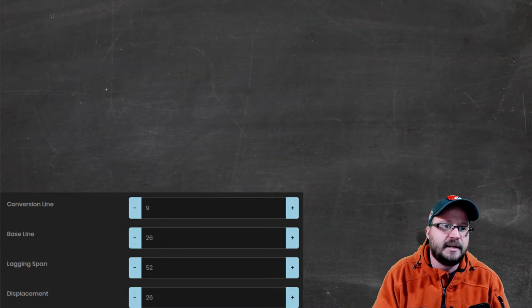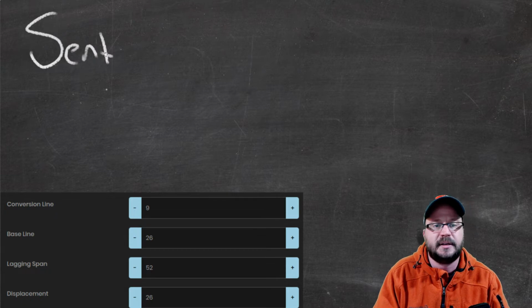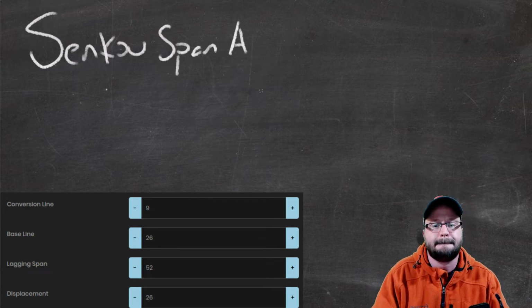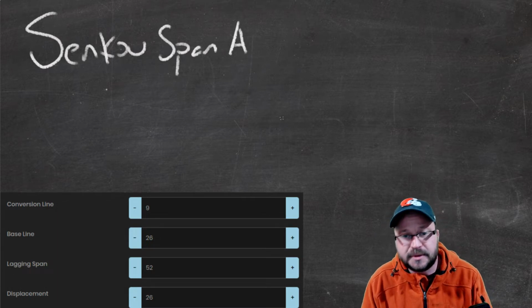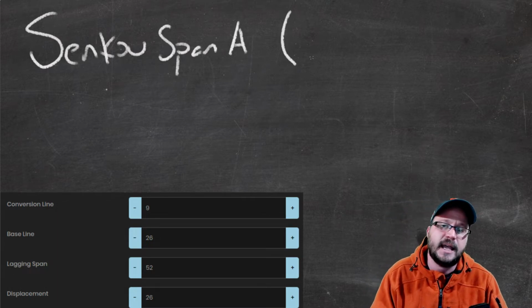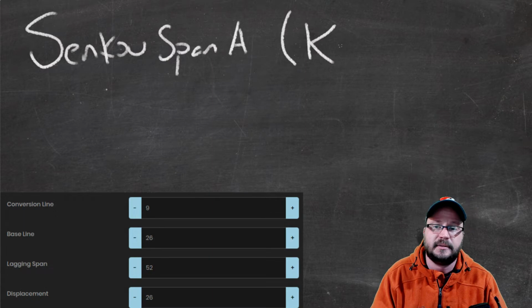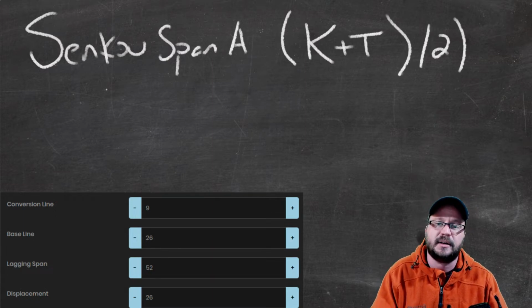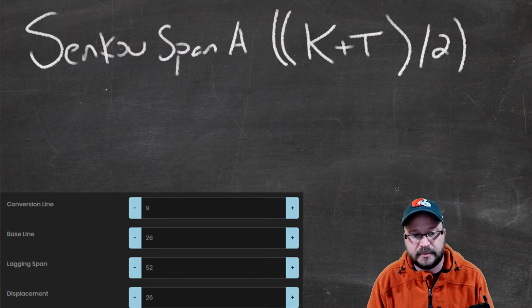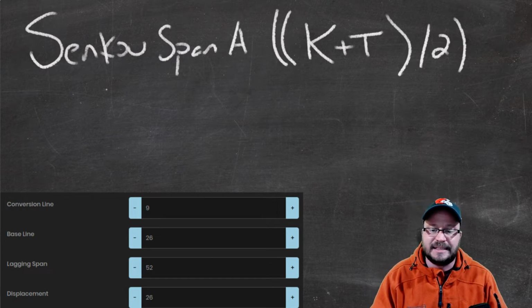So the next line is the Senkou lines. Senkou Span A. Okay. Senkou Span A is calculated by taking the Kijun line plus the Tenkan line divided by 2. You see where this is going. Divided by 2. Okay. And it uses displacement. Why displacement?